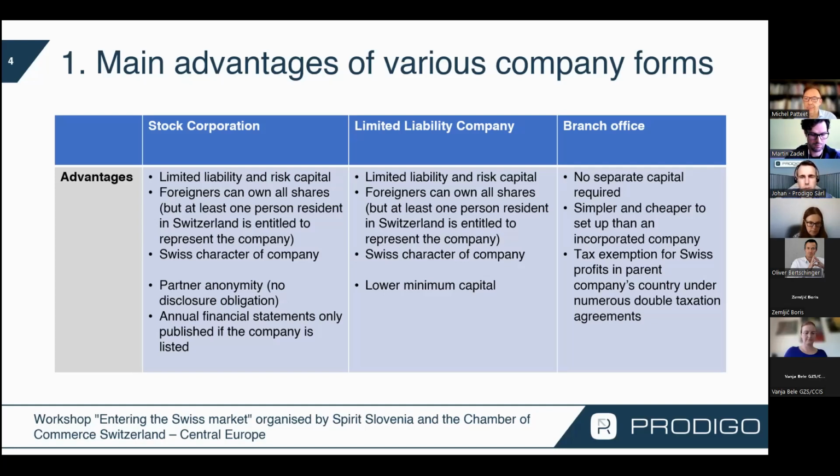Still, one other interesting aspect for the branch office is that the mother company of the branch office can often benefit from a tax exemption for profits realized in Switzerland. So they can reduce the tax they pay in their home country.